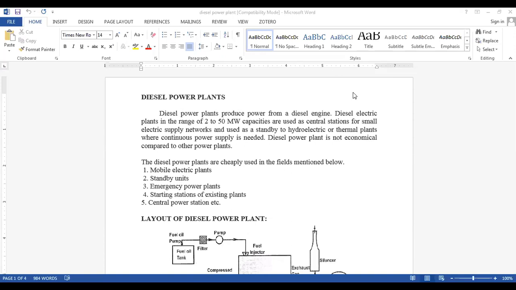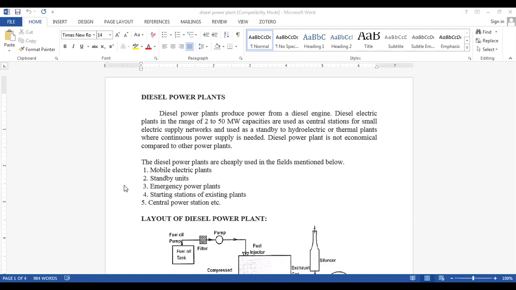Diesel electric power plants vary in the range of 2 to 50 megawatts, and they can be used as standby or emergency plants. Only when the load increases above its limits are the diesel power plants switched on. In continuous mode, it is not economical compared to other power plants like thermal or hydro power plants. So it is not economical to use the diesel power plant as a base load plant.